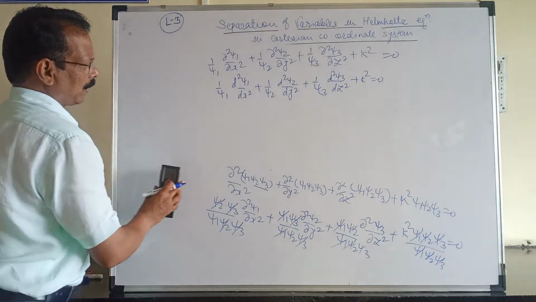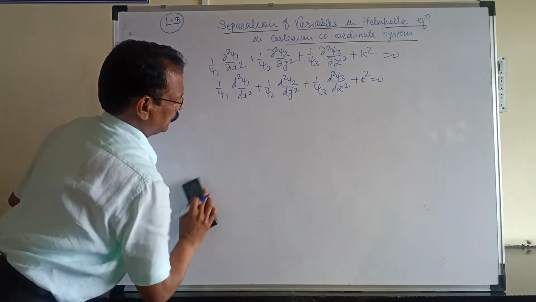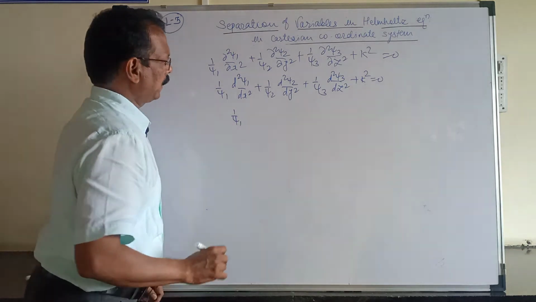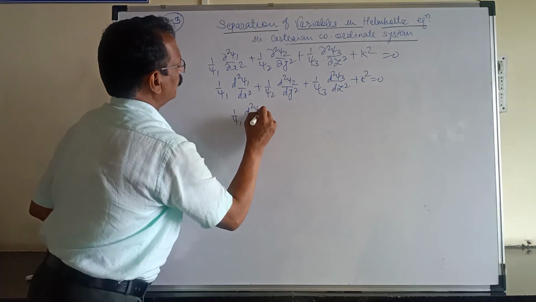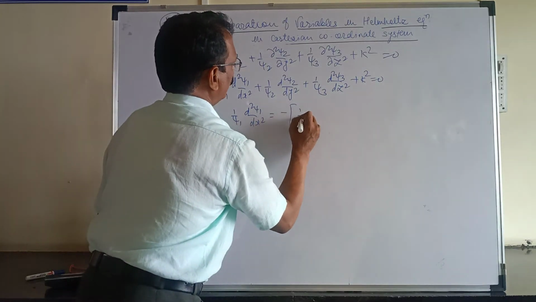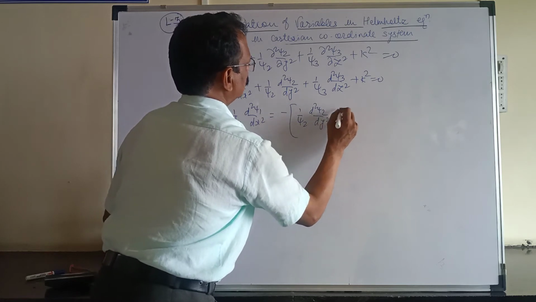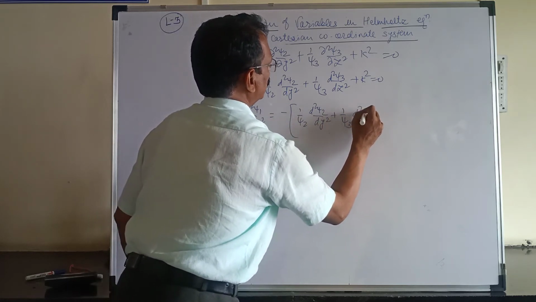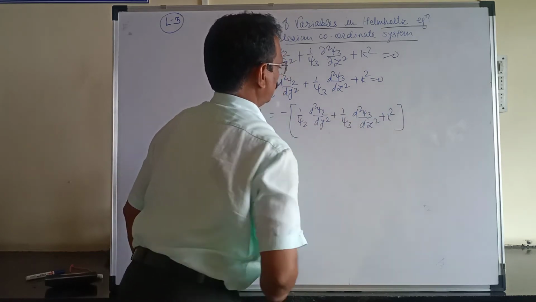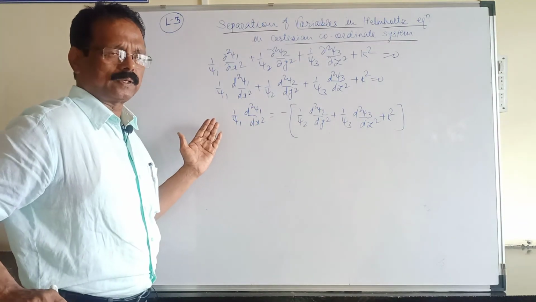Now we have to separate the variables. Observe the equation. Rearranging the terms, we can write 1 upon psi 1 d2 psi 1 by dx square is equal to minus of all this: 1 upon psi 2 d2 psi 2 by dy square plus 1 upon psi 3 d2 psi 3 by dz square plus k square. It is correct here.